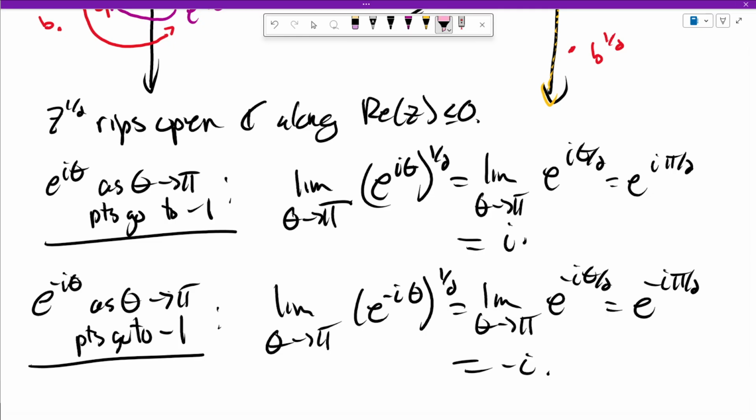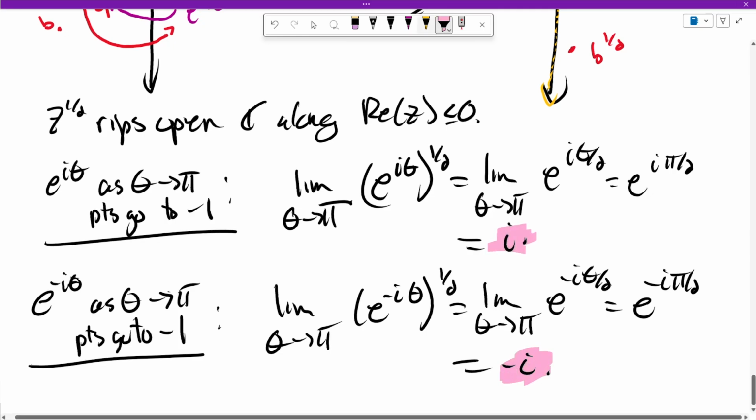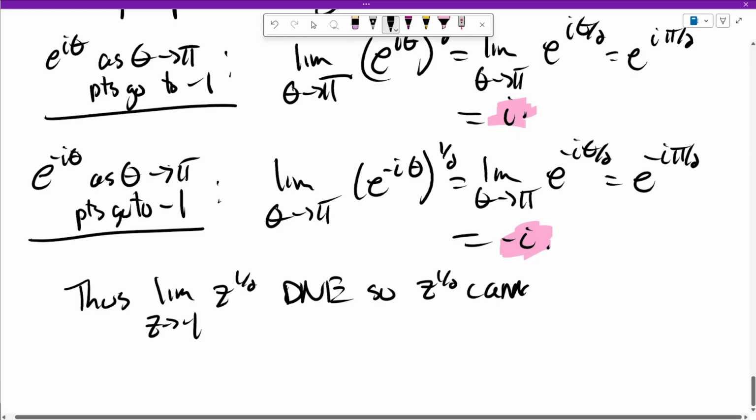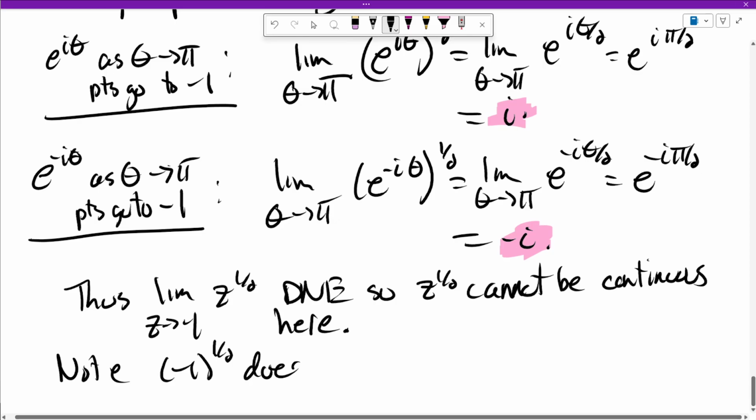And we see our limiting values are different. i and negative i are not the same. So we have two different approach paths, two different arcs that give us different limiting values. What can we conclude? Well, the limit as z goes to negative 1 of z to the 1/2 doesn't even exist. So z to the 1/2 cannot possibly be continuous here because the limit doesn't exist. Let me just note, though, that negative 1 to the 1/2 does exist, and it's i. That's the definition of i, right? It's just that the limiting value doesn't exist.